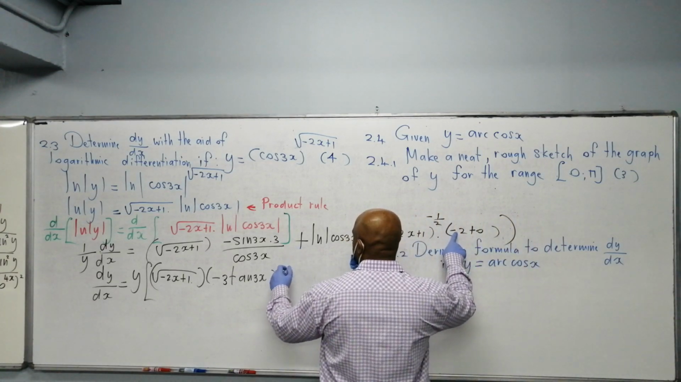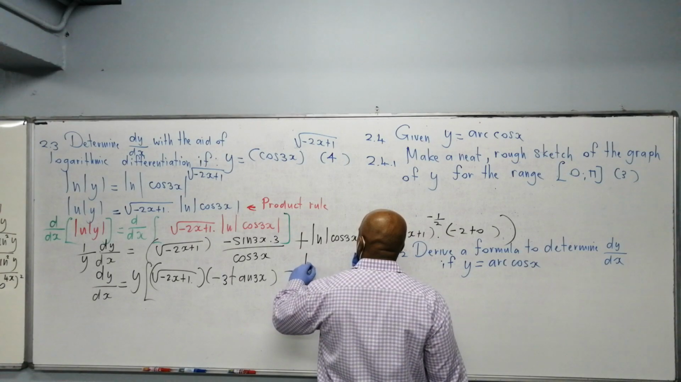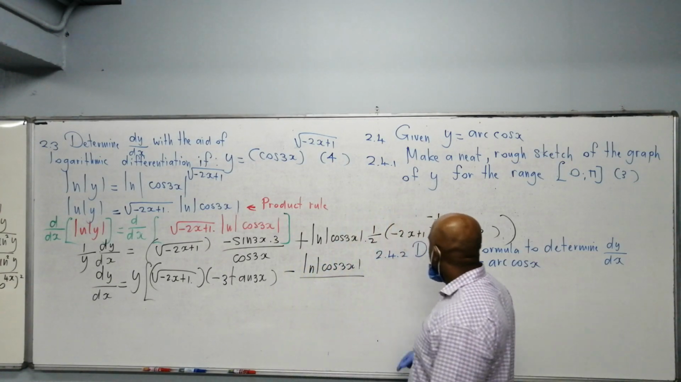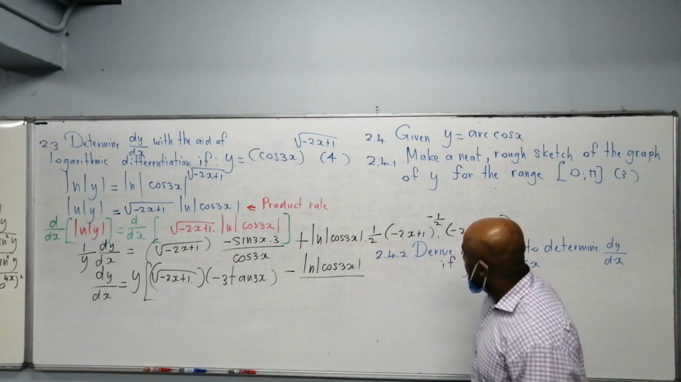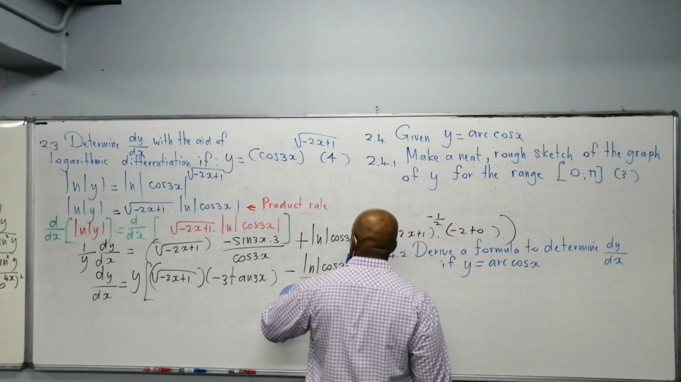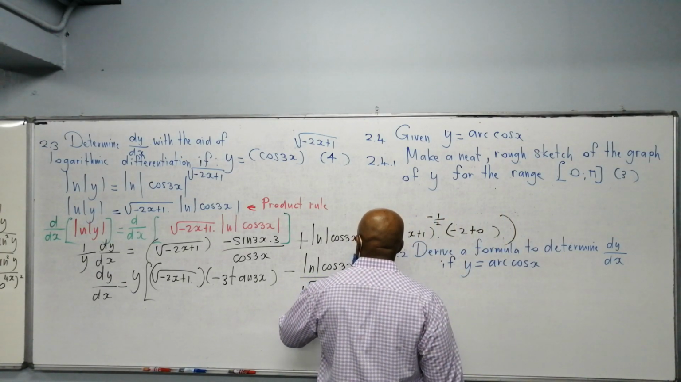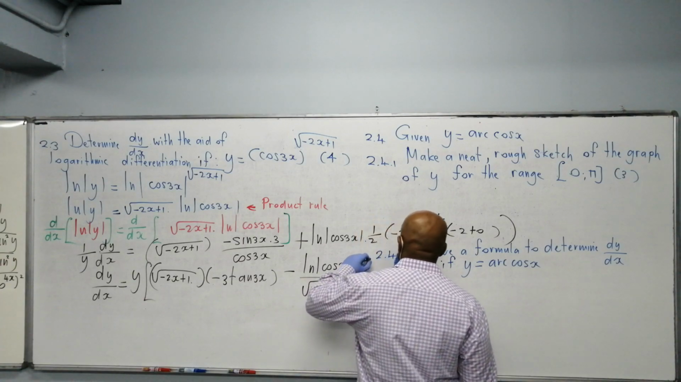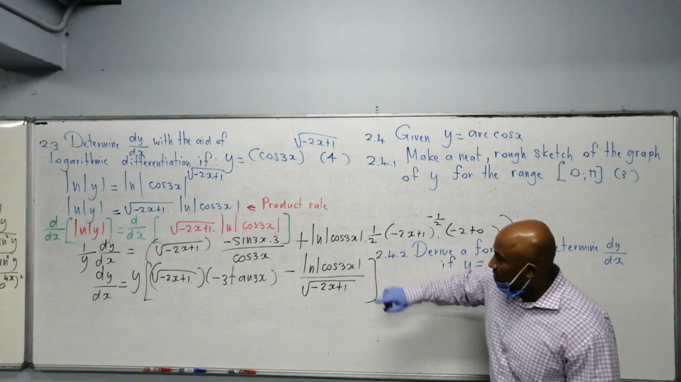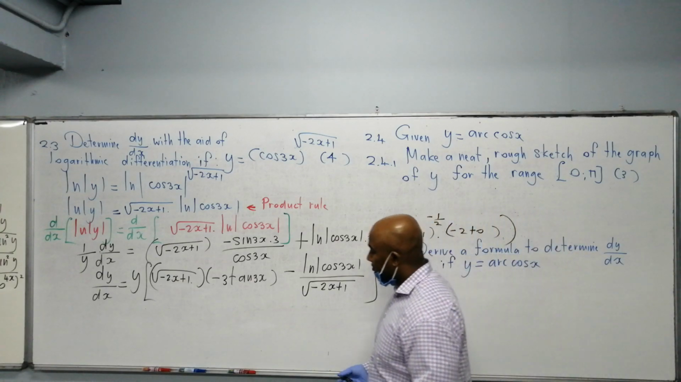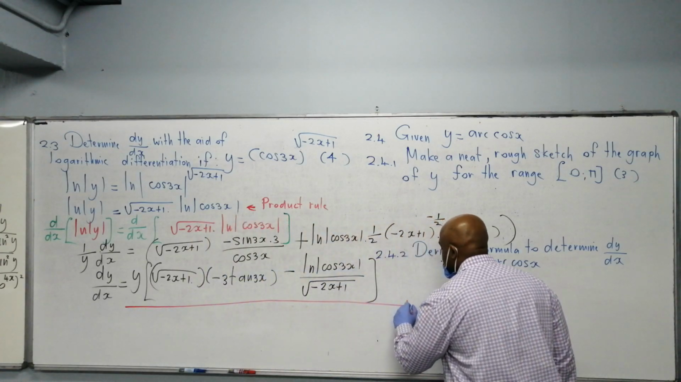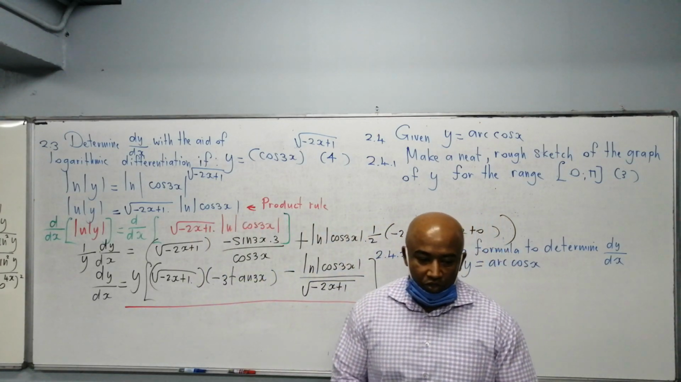So this is a negative times a positive, which is negative, and I got ln cos 3x, and then if I take this to the bottom, the negative half will become a positive half, which is going to be the square root of minus 2x plus 1. This 2 and that 2 cancel. Right, so that was 2.3.